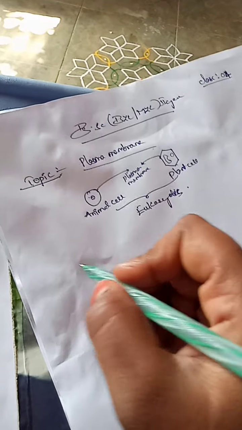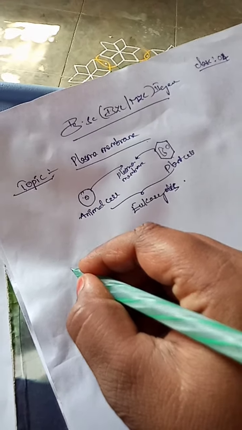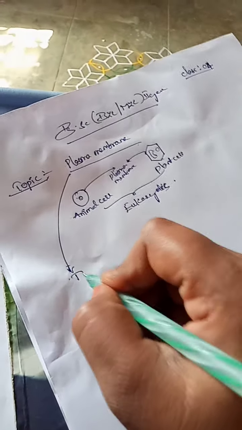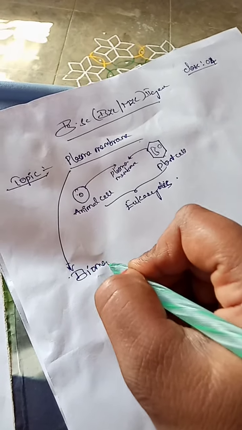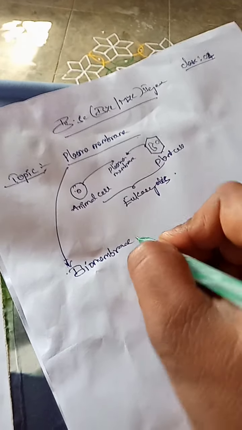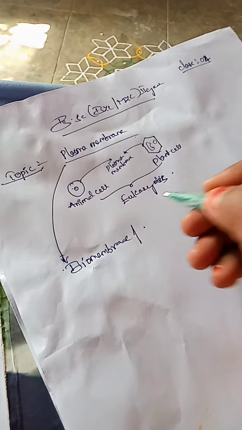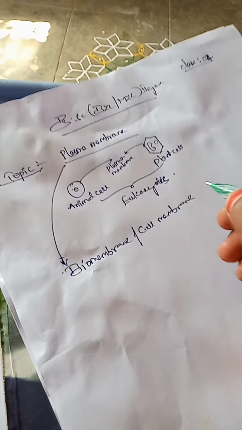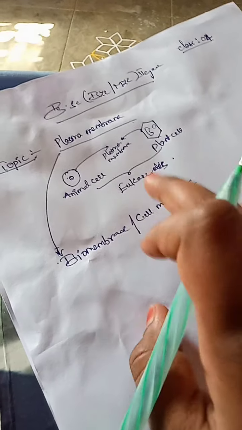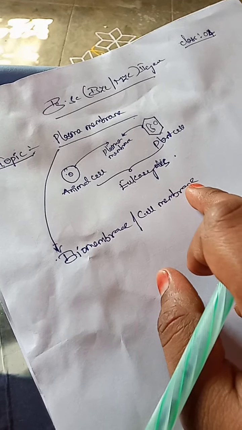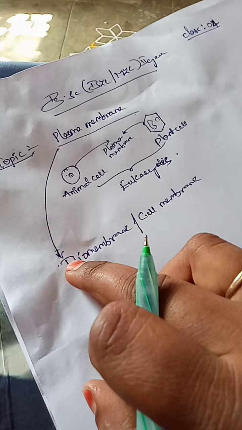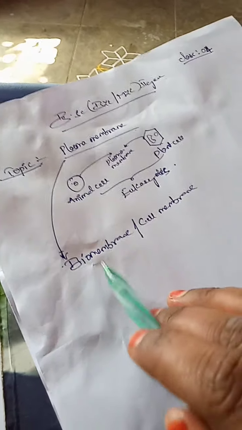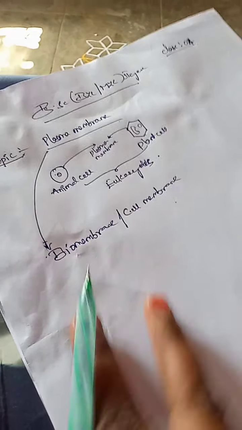The plasma membrane is also called the biomembrane, or the cell membrane. This membrane is a part of the cell, so that's why we call it the cell membrane. And bio means living. So it is a living membrane, so we call it the biomembrane. So the plasma membrane is called the biomembrane or cell membrane.